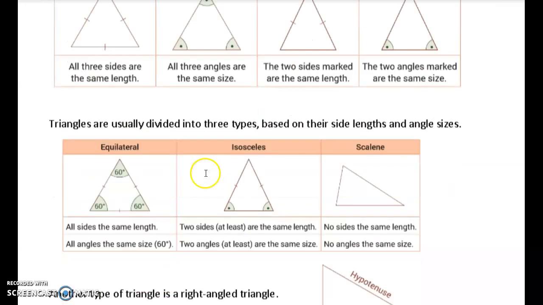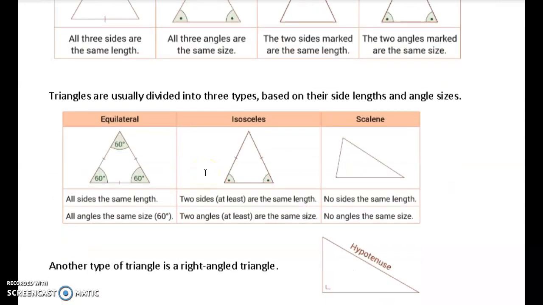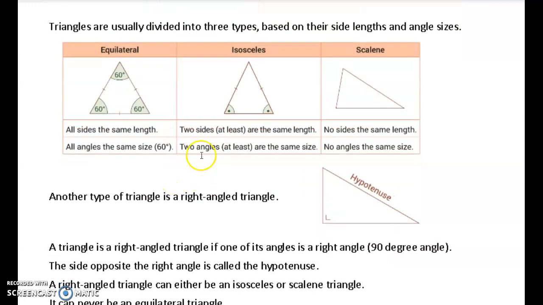Now, it says here that triangles are usually divided into three types. Actually, I like to say there's four if we look at them properly. There's an equilateral triangle, all sides are the same length, and all angles are 60 degrees. You need to know this off by heart. The next one is an isosceles triangle. Two sides are the same length and two angles are the same size.